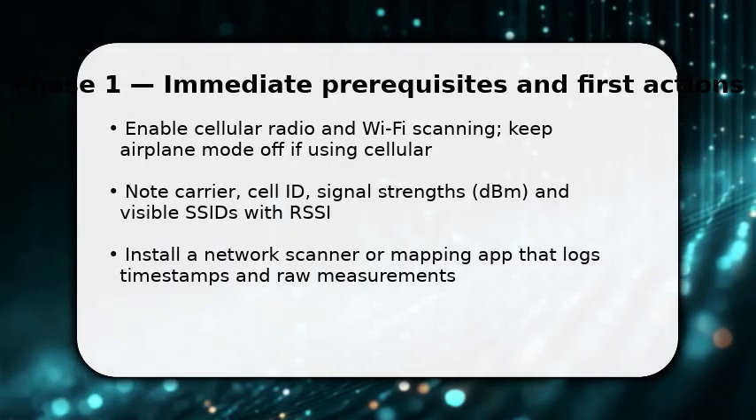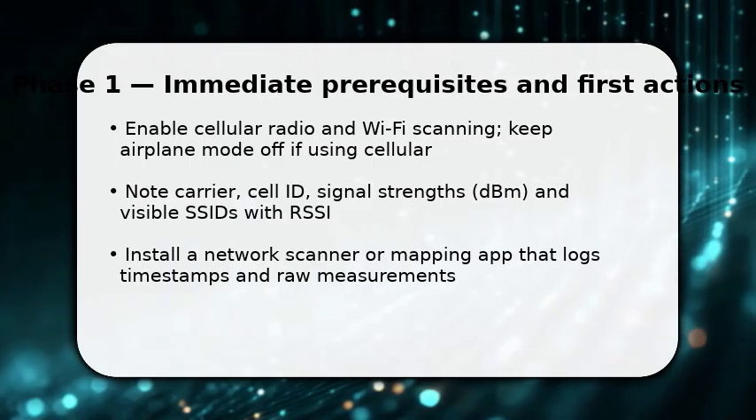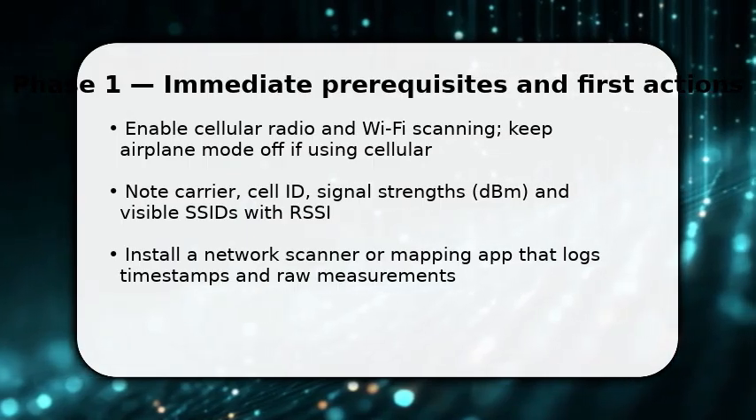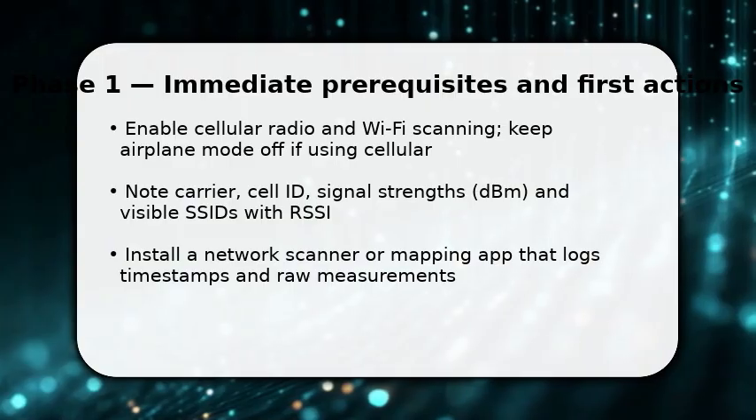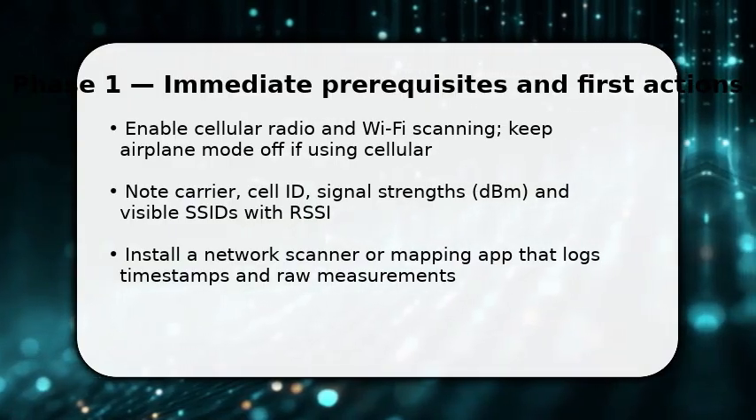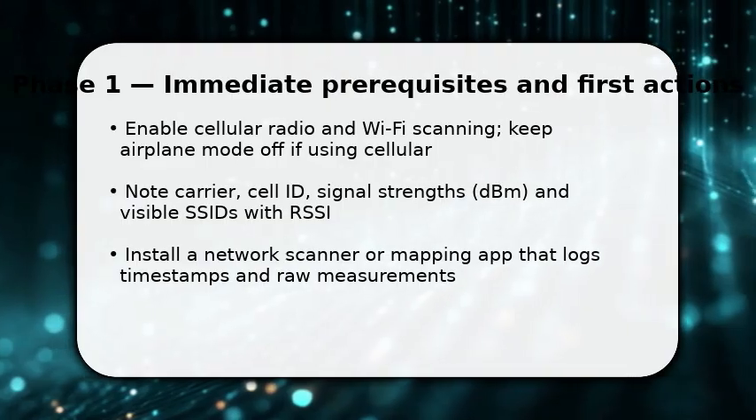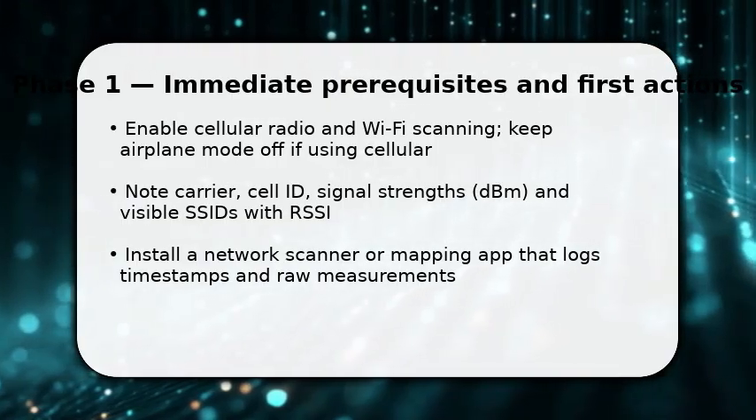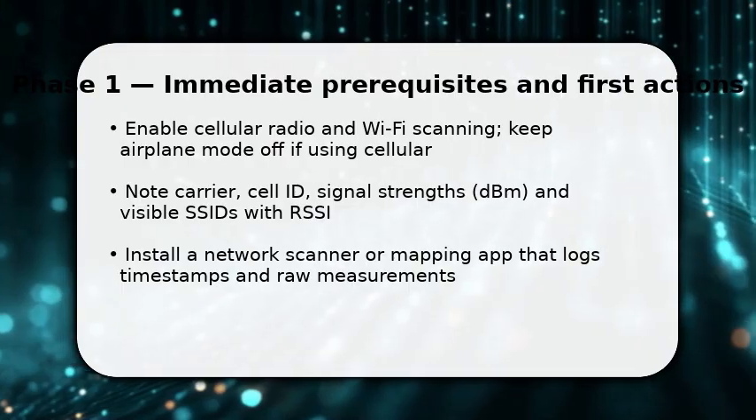You begin by collecting live radio data. Do that now. Enable cellular and Wi-Fi scanning, then open your scanner app and record cell ID, signal strengths in dBm, and visible SSIDs. Make sure timestamps are synchronized with your device clock, because later matching requires precise timing.